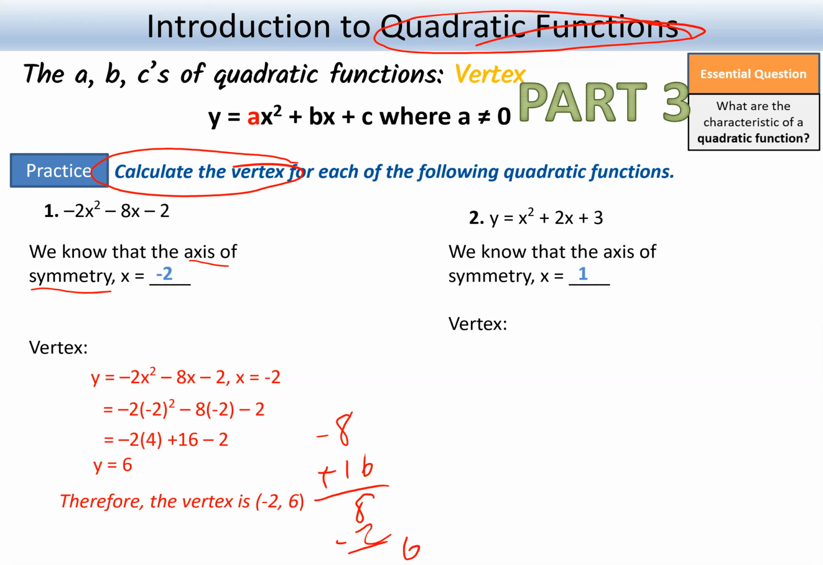So the next one, again, we're going to substitute x equals 1 into our equation. Okay, so we're going to substitute 1 into our equation. 1 squared plus 2 times 1 plus 3 gives us 1 plus 2 plus 3, which is 6. So our vertex is x equals 1, y equals 6. Our axis of symmetry is just 1.